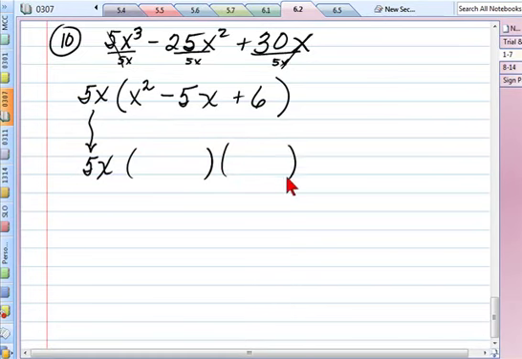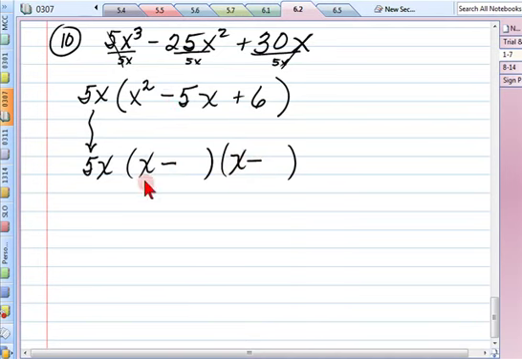All right, I'm about to ignore it. I am not looking at 5x anymore. He's not playing a role in any of my decisions. I'm just looking at this trinomial. The last sign is positive. So what does that say? If the last one's positive, both signs match the middle term. So minus, minus. And I need an x and an x.